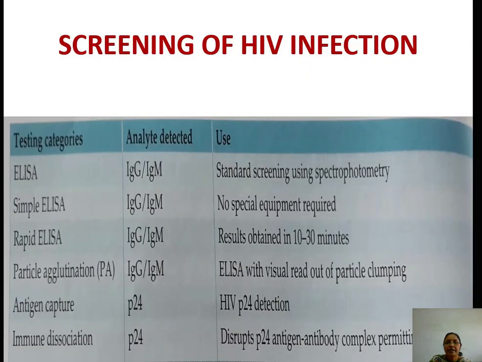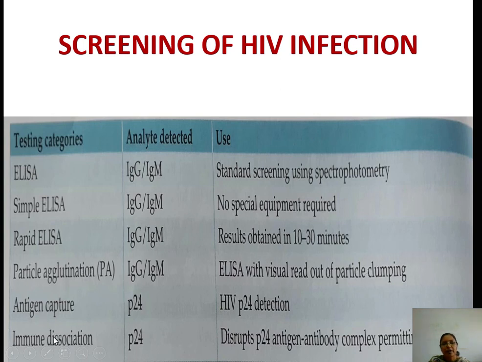So, what are the screening tests for HIV infection? Mostly they are ELISA tests like simple ELISA and rapid ELISA. ELISA is enzyme linked immunosorbent assay. They detect IgG and IgM in the patient sample. The particulate agglutination test also detects IgG and IgM, but the principle is somewhat different, and there is a visual readout of the particle clumping. That means there is clumping of the particles, or the antigen antibody reaction is visualized. So, they are better than these other tests.